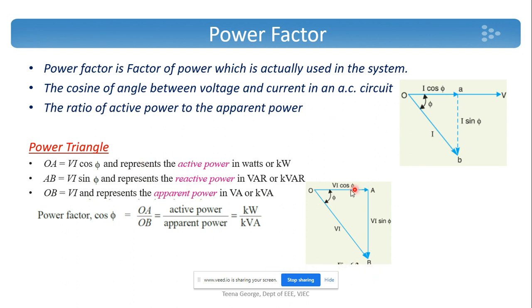So power factor can be defined as the cosine of the angle between voltage and current, or the ratio of active power to apparent power, or the factor of power which is actually used in the system. Active power is represented in kilowatts, reactive power is represented in kVAR, and apparent power is represented in volt amperes.